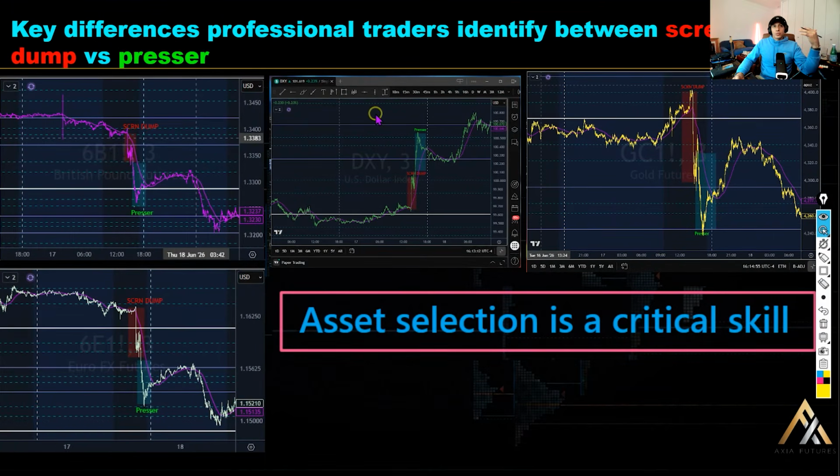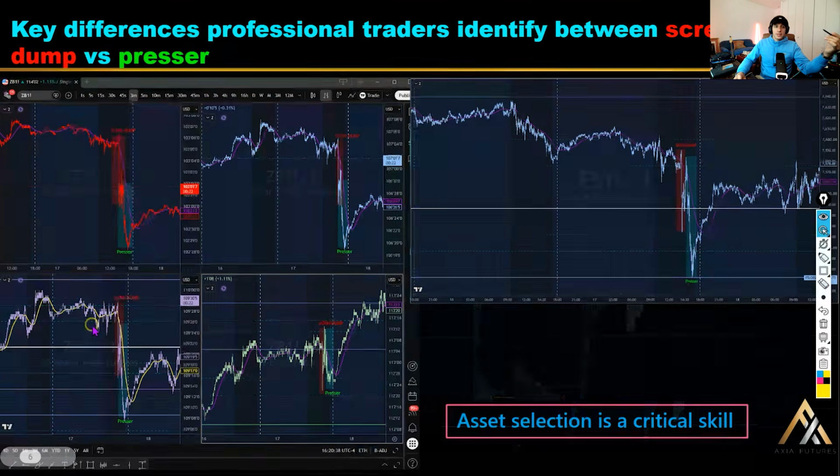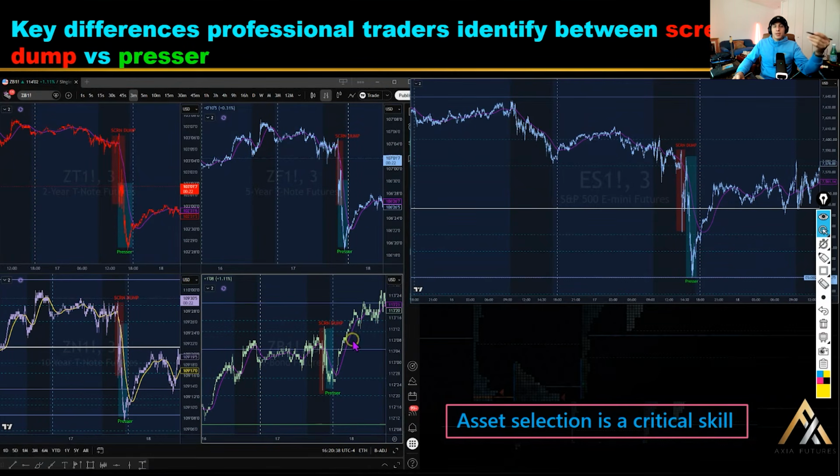What's so important as well is realizing that once you've gotten that first move, you want to be aware of sequencing. And before I go into sequencing, I just want to point out here, you can see we have the 2s, the ZTs, the 5s, ZFs, the ZN, the 10-year, the ZB, the 30-year. Now, one thing you should notice on the topic of asset selection, notice how the 30-year, for example, on the initial screen dump, does not assess the lows from the previous day, whilst the 5s, the 2s, and even the 10s all go to take out that low.